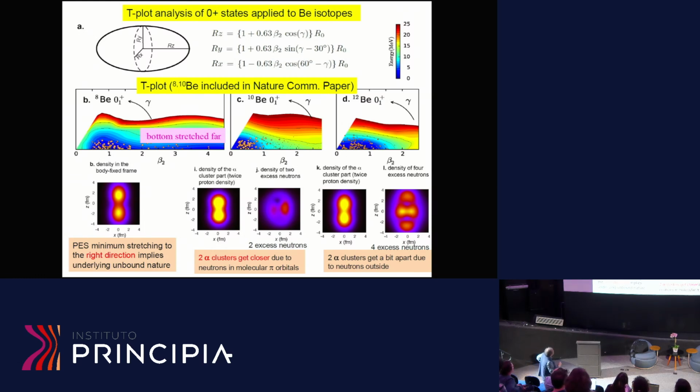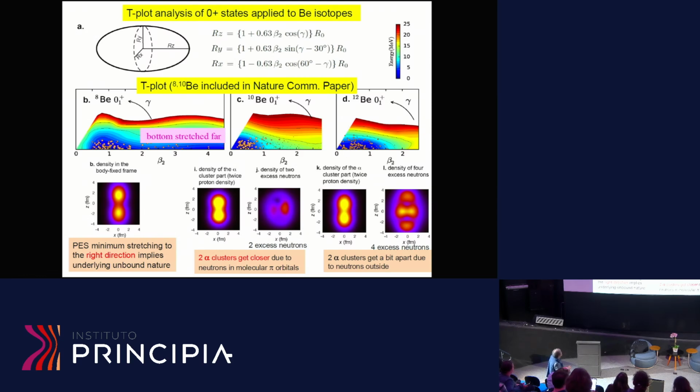Then you can move on to beryllium-10 with the same Hamiltonian, and this is the density profile of the alpha cluster part. That is actually twice the proton density. We assume that in the alpha particle sector, proton and neutron densities are equal, so we can just double the proton density, and then we obtain this. This really is like a dumbbell structure of 2 alpha clusters.